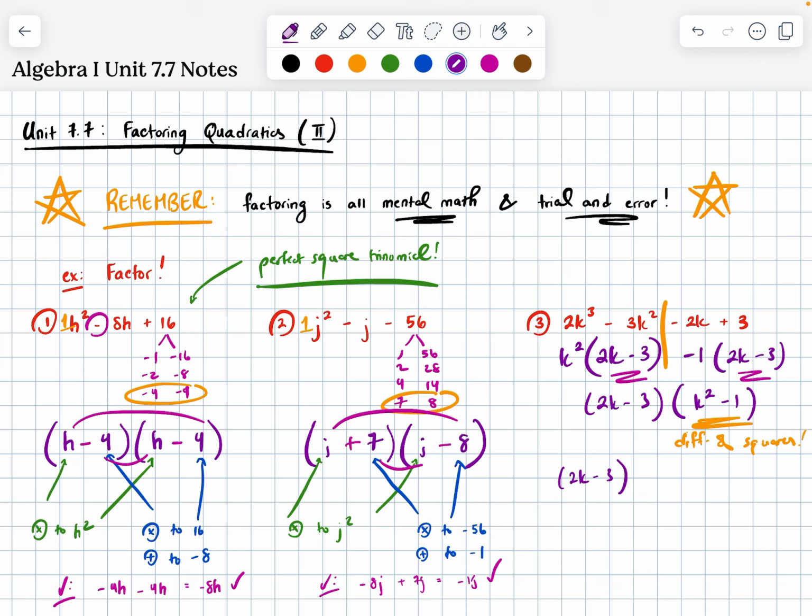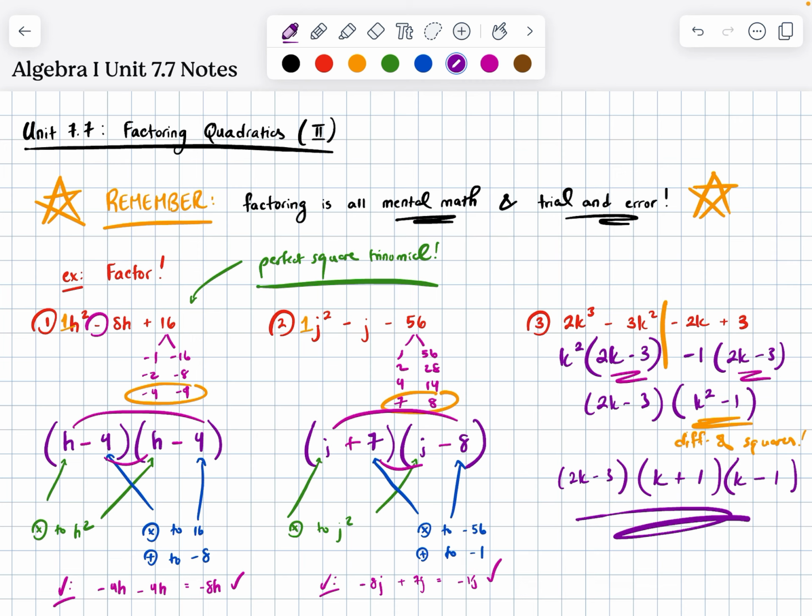But k squared minus 1, if I remember my difference of squares pattern, it's going to be a binomial times a binomial. One of them's got a plus sign in the middle. One of them's got a minus. But I know that the thing at the front needs to multiply by itself to get to k squared. That's got to be k times k. The thing at the back needs to multiply by itself to get to 1. Well, that can only be 1 times 1. If you don't believe me, feel free to do some metwet, but this product of polynomials should absolutely get us back to our original in number 3.